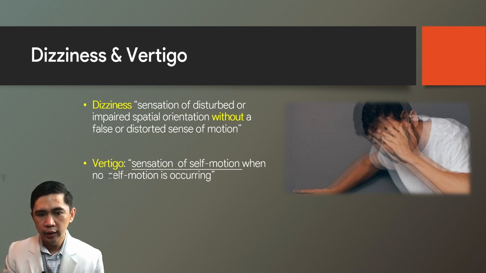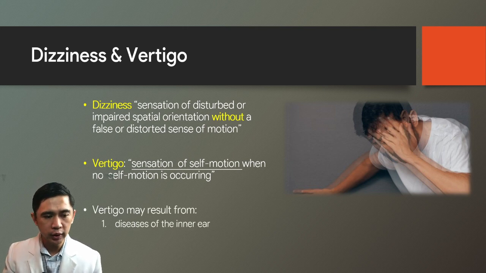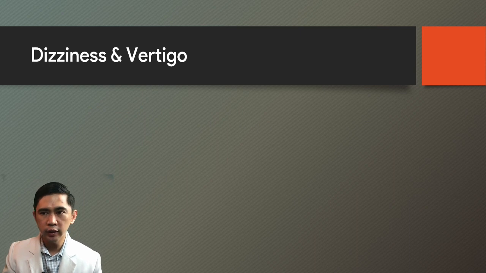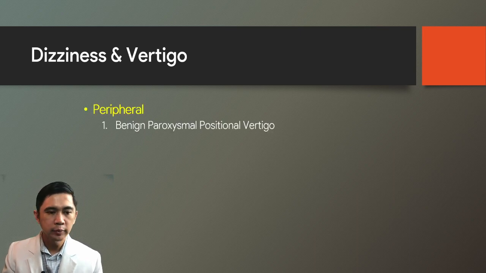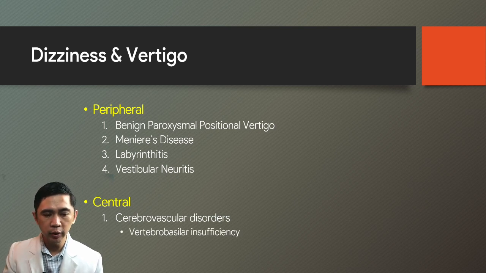Vertigo is described by patients as spinning sensations, and it may result from diseases of the ear, disturbances of the vestibular centers, or diseases in the pathways of the central nervous system. The causes of dizziness and vertigo can be peripheral, such as benign paroxysmal positional vertigo or BPPV, Meniere's disease, labyrinthitis, and vestibular neuritis. It can also be central, such as in cerebrovascular disorders, specifically vertebrobasilar insufficiency. It can also be caused by migrainous vertigo.